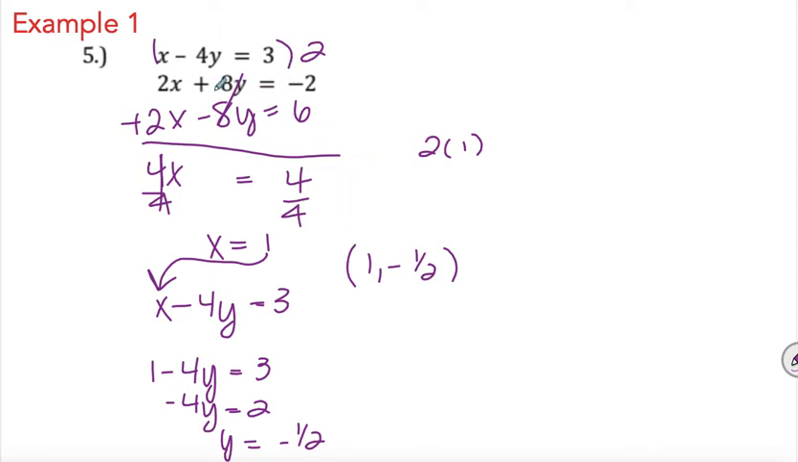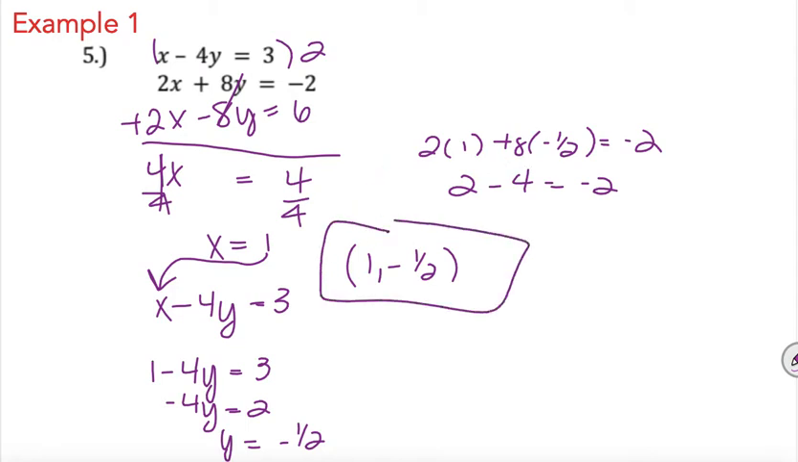So again, I'm going to take 1, plug it in for x, and -1/2 in for y. So 2 times 1 plus 8 times -1/2 equals -2. So 2 times 1 is 2. 8 times -1/2: half of 8 is 4, and I need to make it negative. So this would be 2 minus 4 equals -2. And that is true. So this is our answer for this first example.